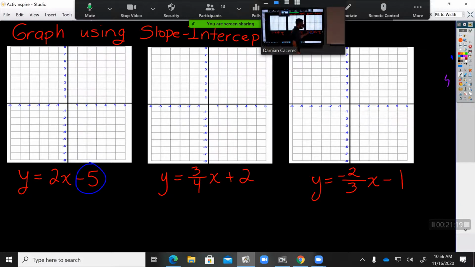This number right here is your y-intercept. So you mark -5 on the y-axis. And now you use a slope, which is 2 over 1, to rise 2 and run 1. Once you have your 2 dots, you can draw your line. So this number is m, which is your slope. This number is b, which is your y-intercept.